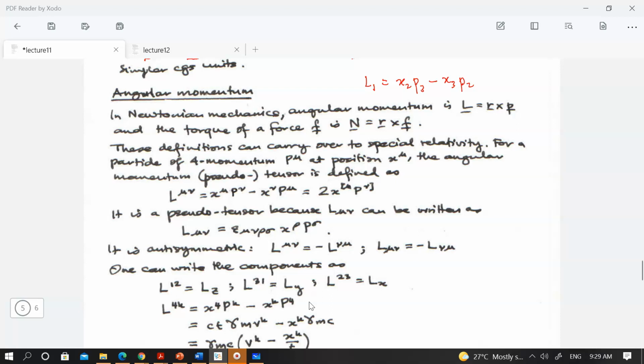In other words, this is an anti-symmetrized version, so I can write it in terms of the square bracket. This is just another notation to show that this is equivalent to that. And this L mu nu is essentially a pseudo-tensor. In this particular case, it's a contravariant pseudo-tensor, and one can also write down the covariant case.